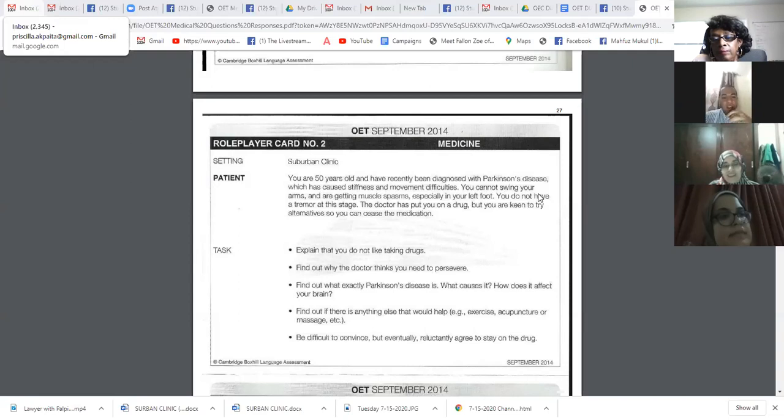You know, doctor, I've been diagnosed with Parkinson's disease. And as I've already told you, I've been suffering from muscle rigidity, and the Parkinson disease has caused stiffness and movement difficulties. Some drugs have been prescribed to me, and I really want to get rid of them. I don't really want to have drugs.